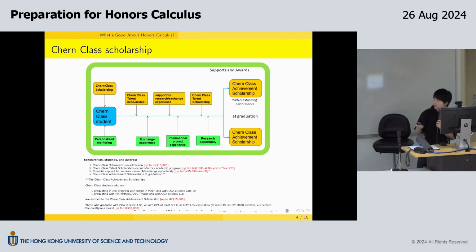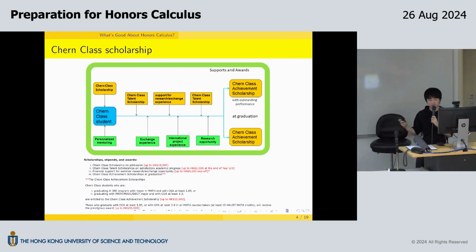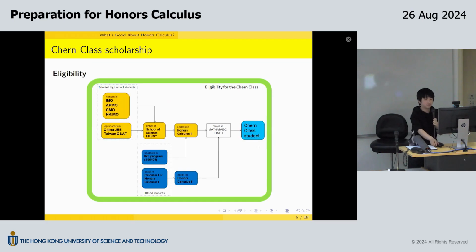So that is called the Chern Achievement Scholarship, and you can find this information on the Math Department webpage. This chart also shows the eligibility for being admitted into the Chern class. The important thing is that you can see that the honor version, taking Honor Calculus 2, is a must for being admitted as a Chern student and receiving those scholarships.